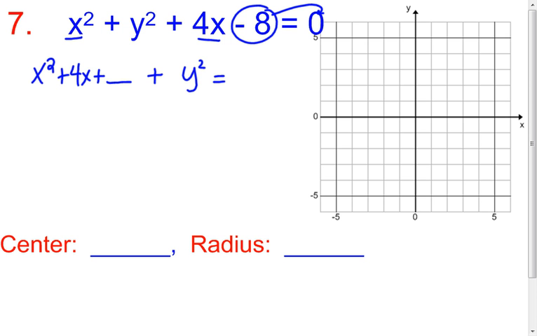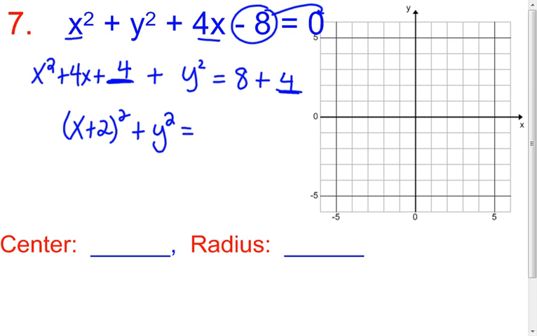And then, of course, I move that 8 over to the other side. And then this blank right here requires a matching blank to the right. Okay, so I'm going to need a blank over there. All right, again, half of the middle number, half of 4 is 2. Square that number and I get 4. And if 4 goes there, 4 also goes here. So I have this. And then on the right-hand side, 8 plus 4 is 12, of course.